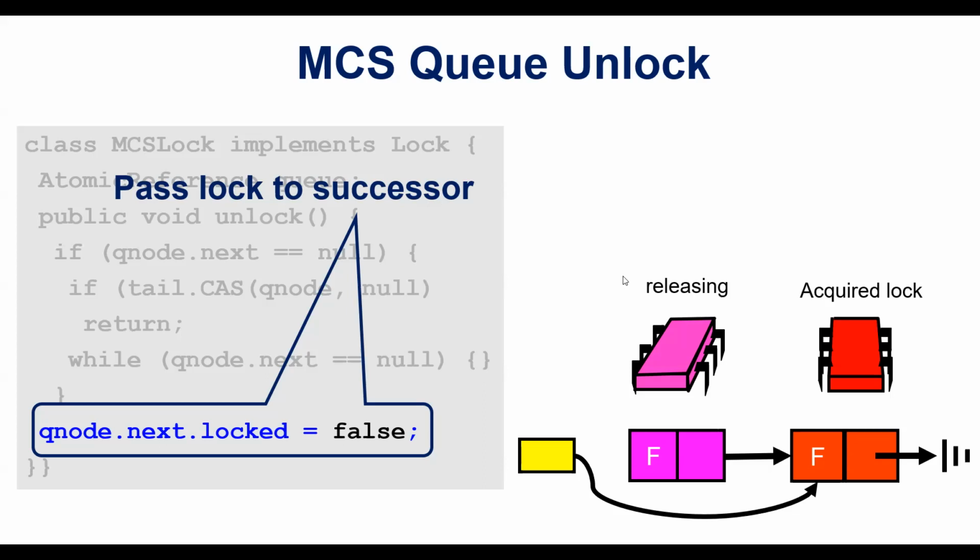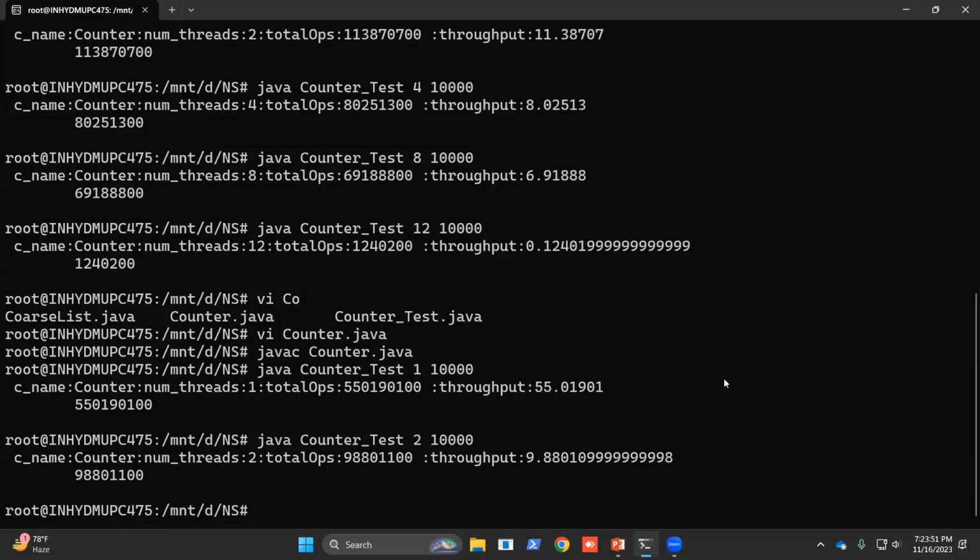So if you look at the CLH lock... Sir, excuse me. Yes, tell me. Sir, your slides, like the code, is not visible. I'm still seeing your slides. Oh, sorry. I hope now you can see the screen, right?